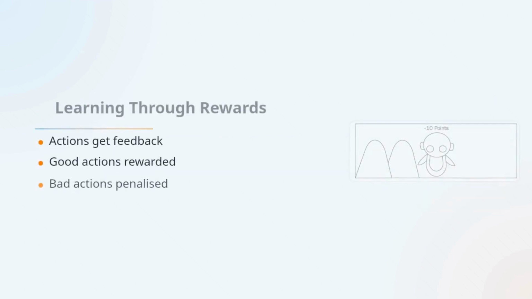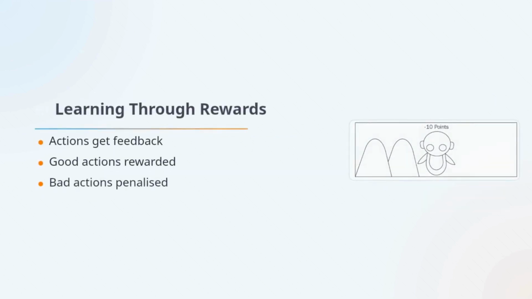The main idea in reinforcement learning is reward. Suppose a robot can move left or right. If it hits an object, we may give a negative reward. If it avoids the object, we may give a positive reward. Over time, the agent learns which actions are better because it wants to collect more reward.